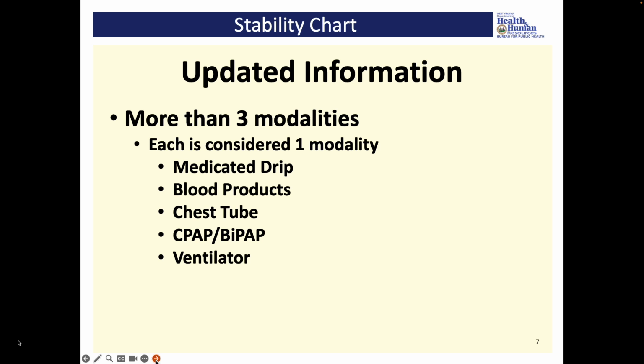Blood product, chest tubes, CPAP or BiPAP, and ventilator. So if you had a patient on a ventilator and they are on 3 medicated drips, that would be 4 modalities, and that would be required to be a CCT transport.